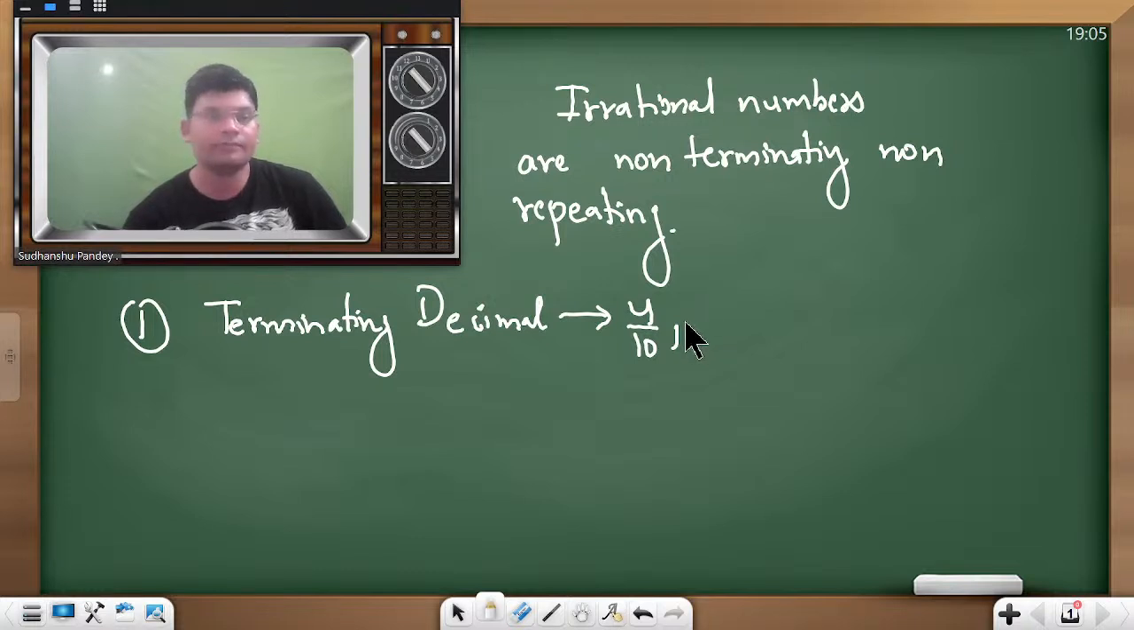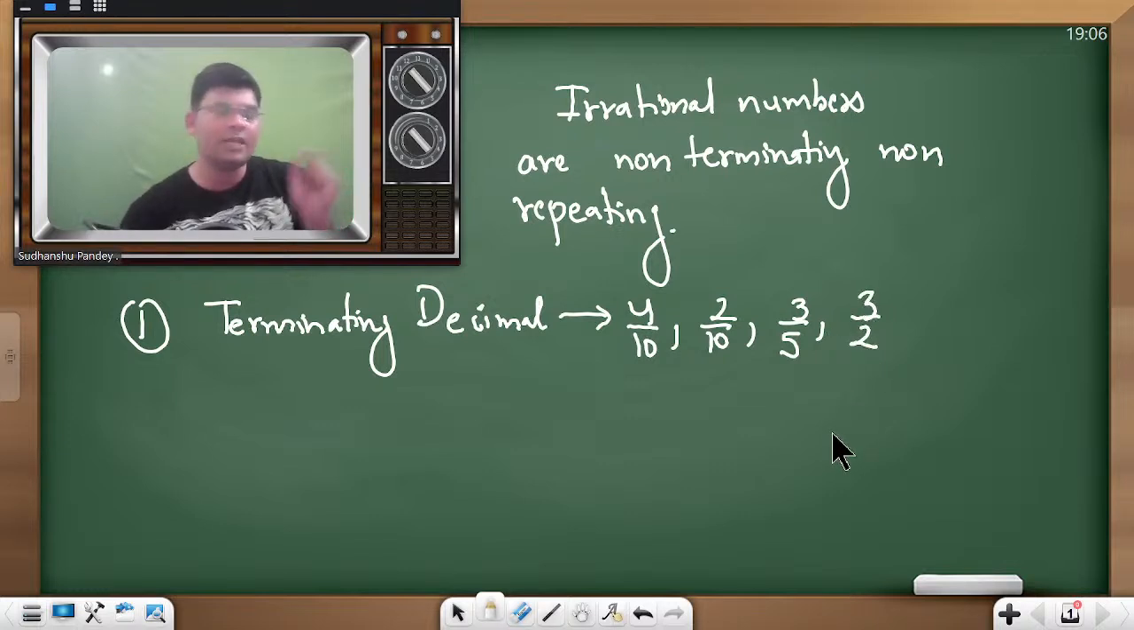बताओ बेटा. बेटा, किसी भी नंबर के नीचे अगर आप 10 डाल दोगे तो it will be terminated. अगर 100 डाल दोगे तो भी. सिर्फ 10 और 100 ही नहीं. If you put 5 also below any number it is also terminated. And not only 5, if you put 2 also below any number as a denominator, it will always be terminated. So terminating decimal की अगर definition पूछी जाए, सबसे पहले सानवी, can you give me an example of terminating decimal?